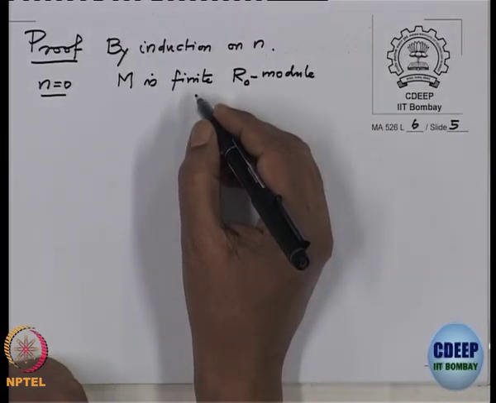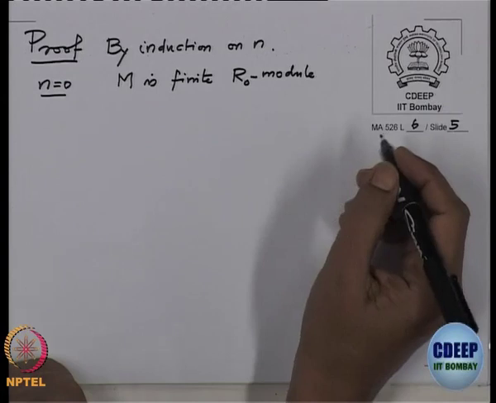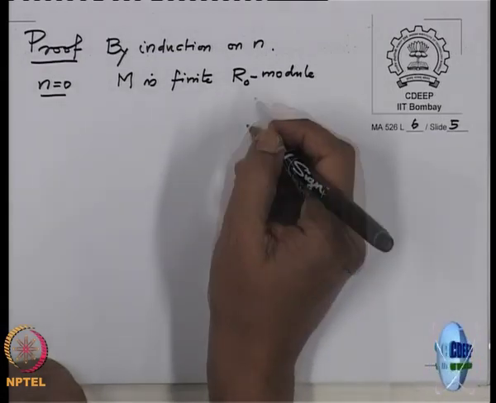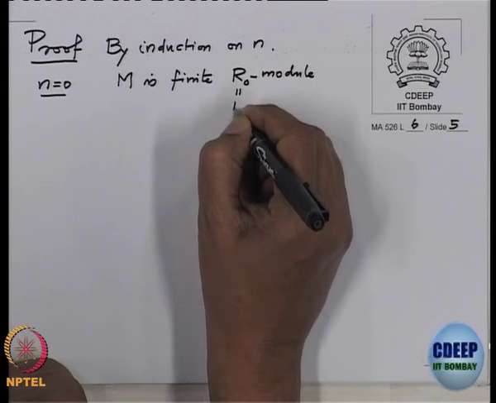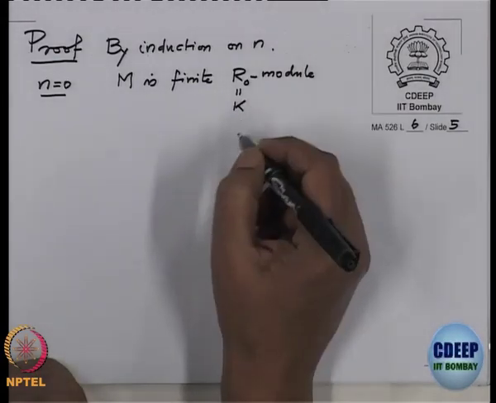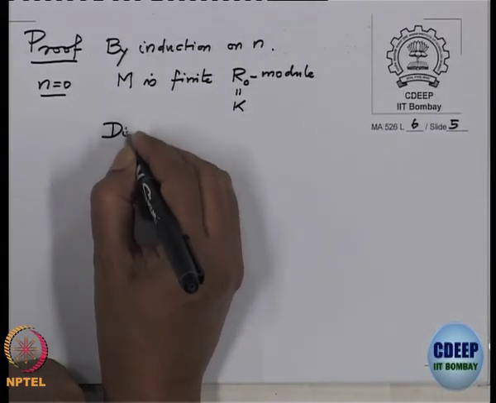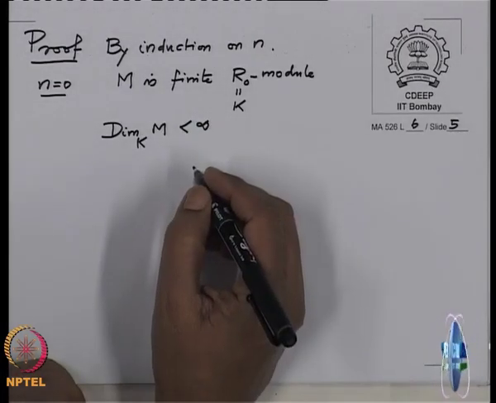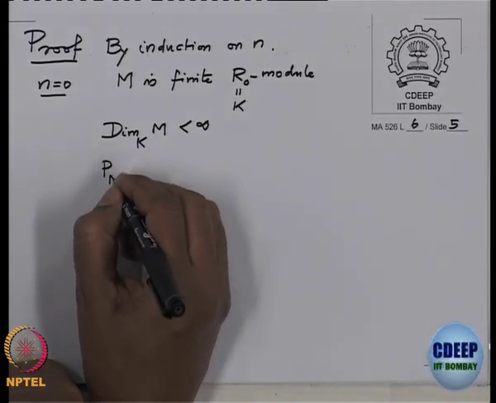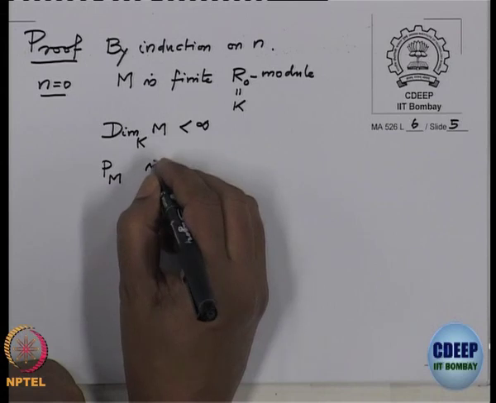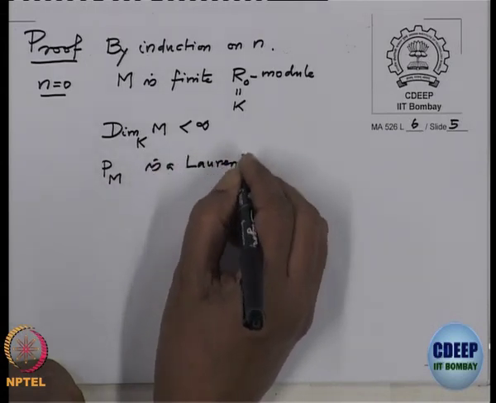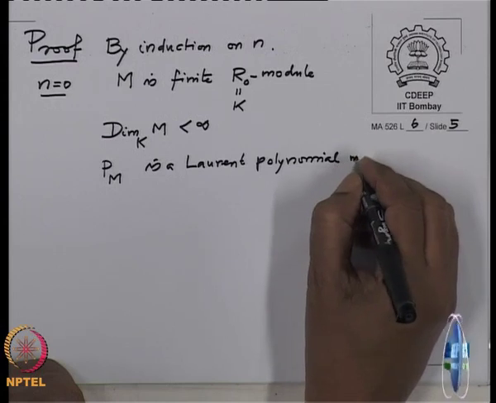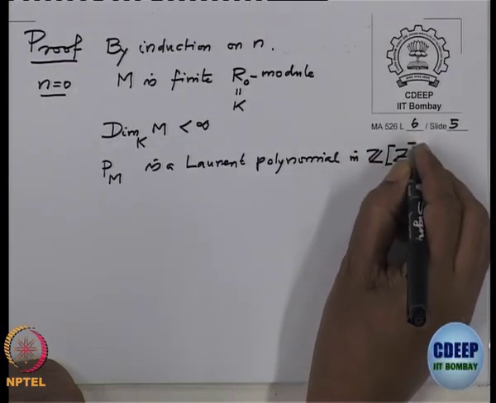Just remember that when I say module is finite, that means it's a finitely generated module. It's a finite R naught module, and in particular, we are assuming R naught equal to k. So it's a finite k module, means it's a finite dimensional k vector space. So dimension of M_k is finite, and in this case actually P_M is actually a Laurent polynomial in Z plus minus 1.